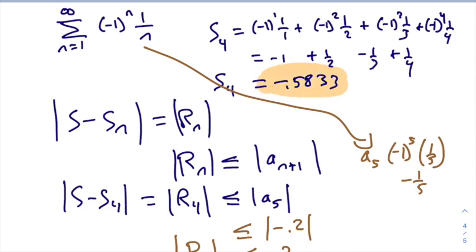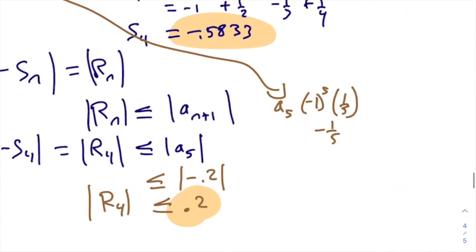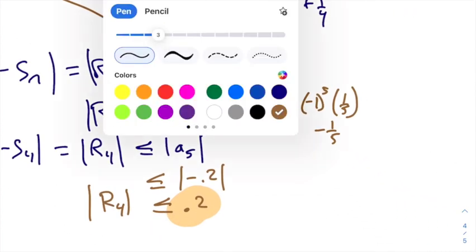So what that means is that our partial sum of 4 terms is within 0.2 of the actual answer to this series added up to infinity. That's kind of cool to know. Now we can create some bounds.